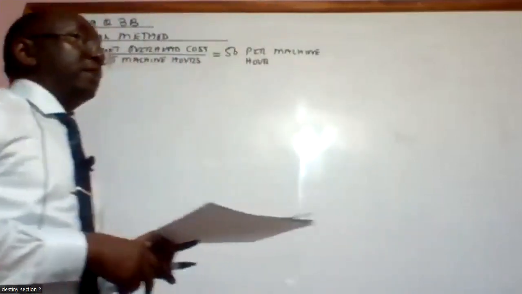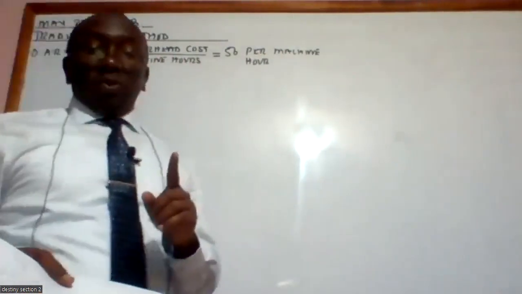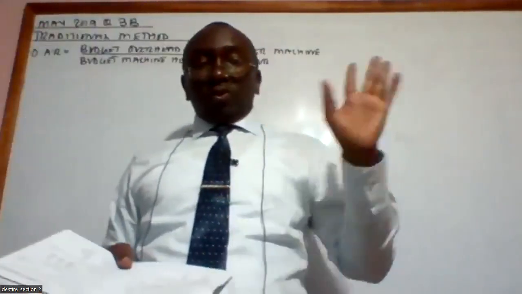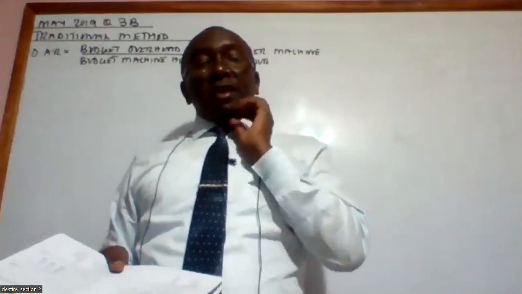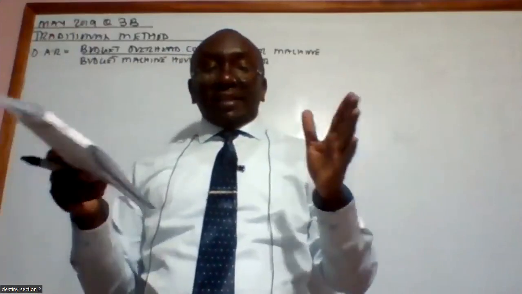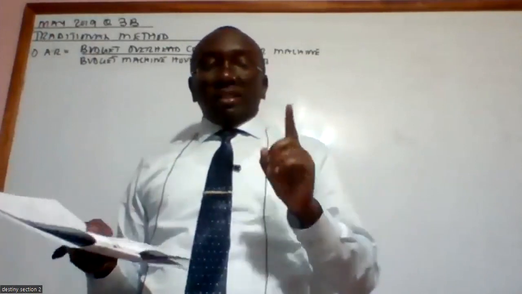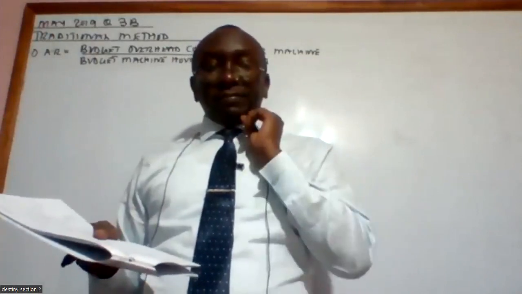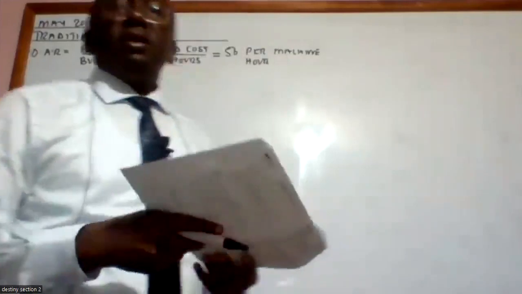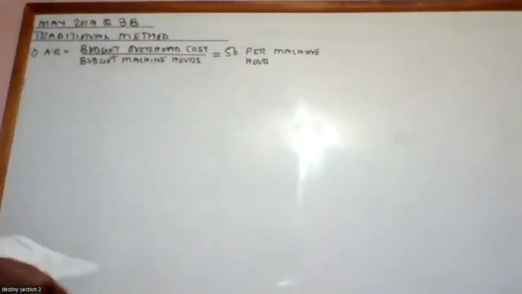Having said that, one of the things you notice with the conventional method, the one we were using for overheads, is that they look at the overheads as a single figure. They don't split it. The 720,000 is not split. Okay.